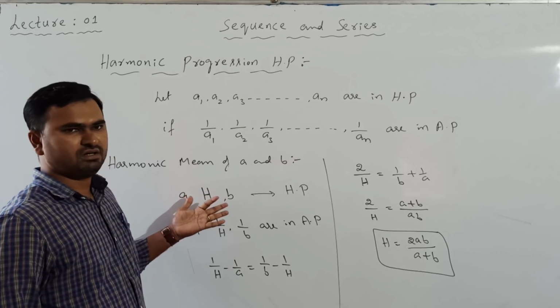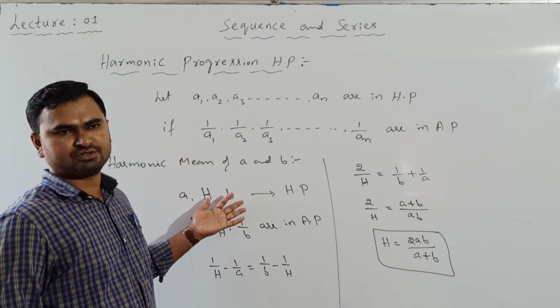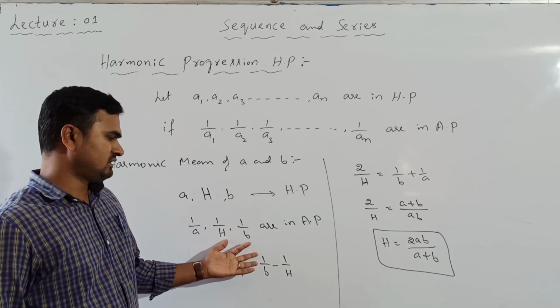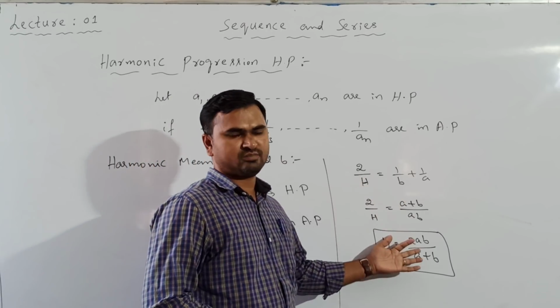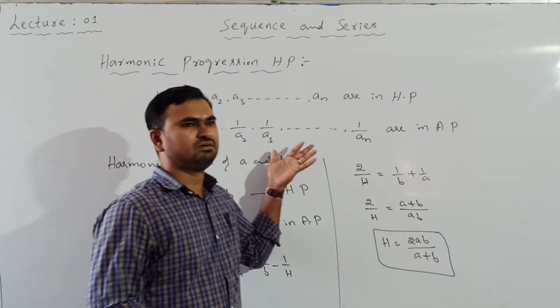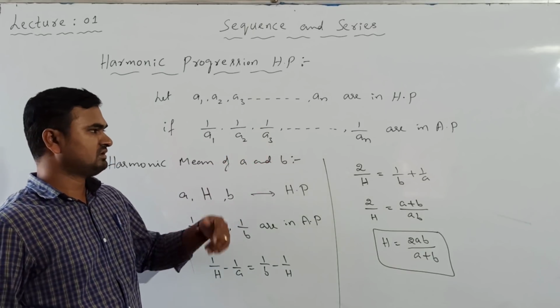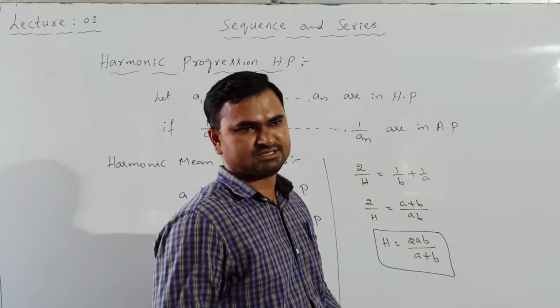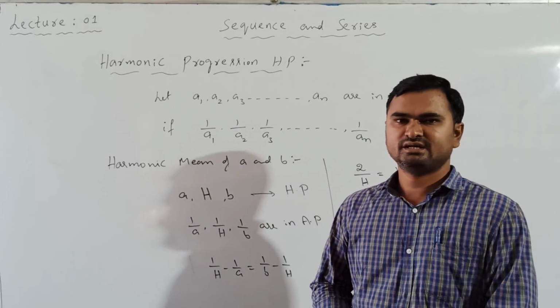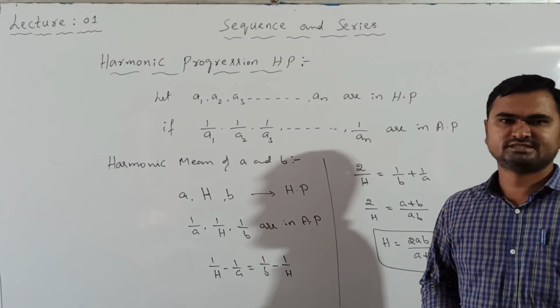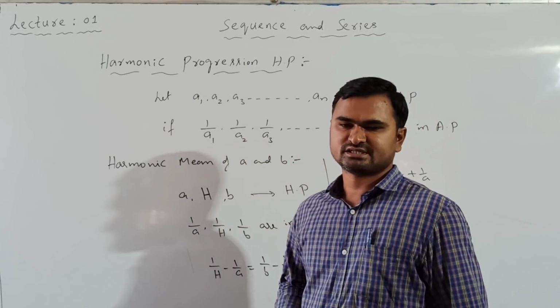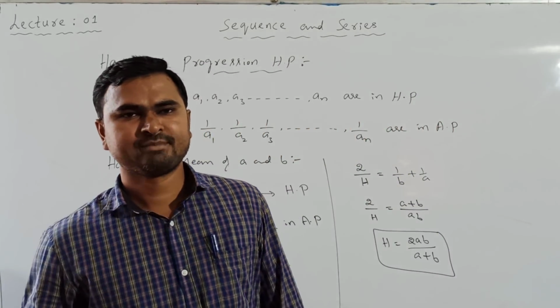So like this, any problem given in harmonic progression, we convert to AP and solve using the formulas of AP. Then we get back to harmonic progression. So this is about the formulas related to sequences and series. Go through the synopsis. From the next class onwards, we'll be starting the problems.